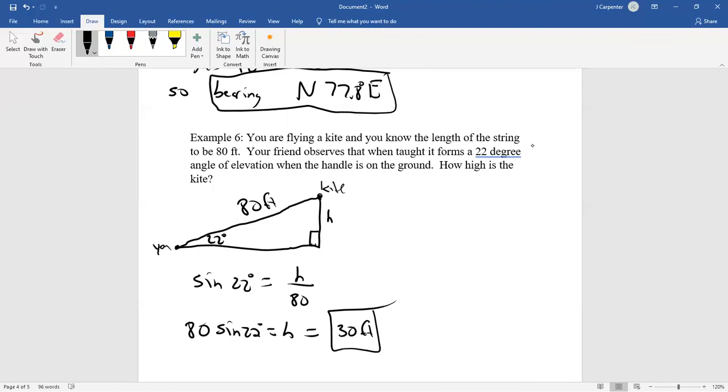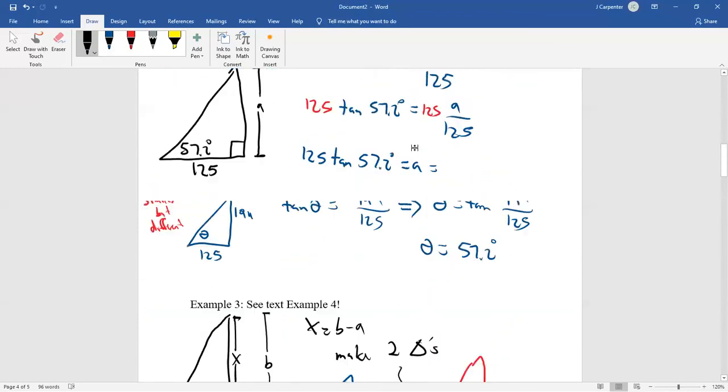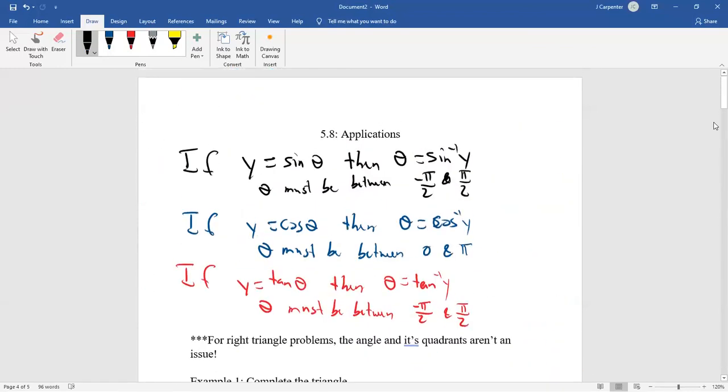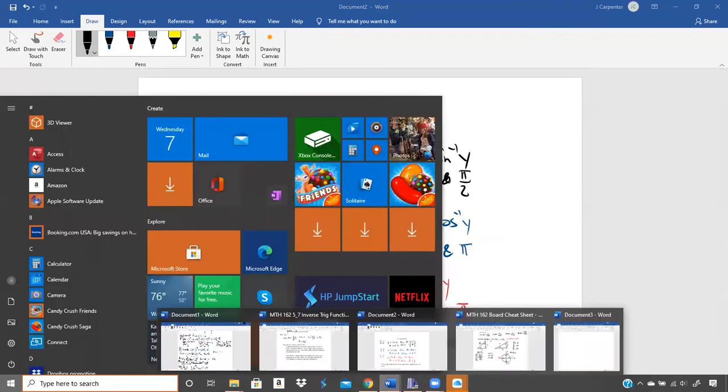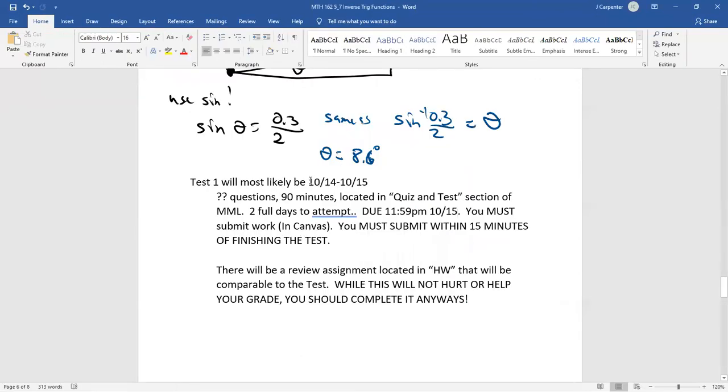Alrighty, that will close out 5.8, which was applications. Did I write 5.8 at the top? Yes, I did. So that means we have taught all the material for the test, which means the test will be in a week, like we said. It'll start at 12:01 a.m. and it will finish at 11:59 p.m. If you try and start it 2 seconds late, you won't be able to turn it in. You will have to submit your scratch work within 15 minutes of finishing the test.